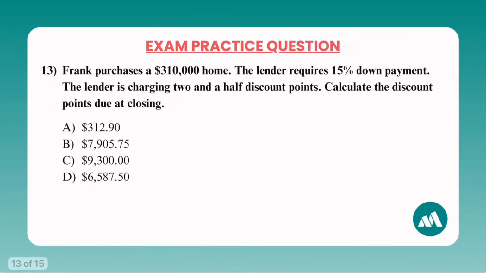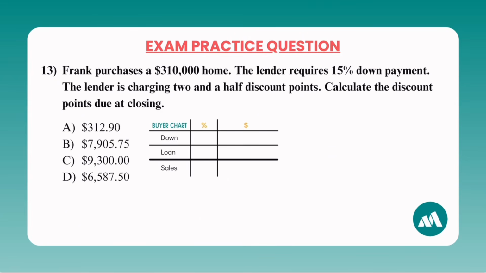Number 13. Frank purchases a $310,000 home. The lender requires 15% down payment. The lender is charging 2.5 discount points. Calculate the discount points due at closing. Since we're working with a buyer in this question, let's use the DLS chart.